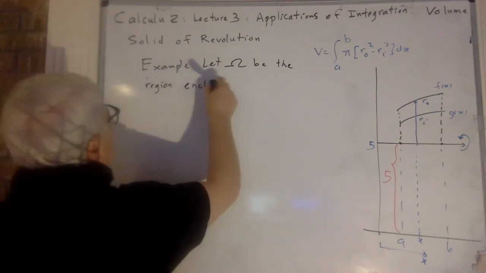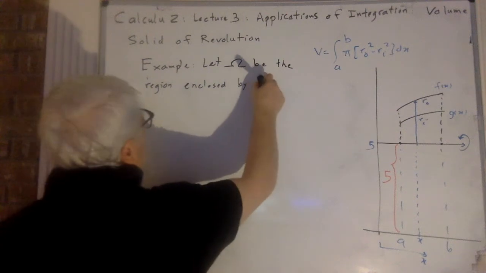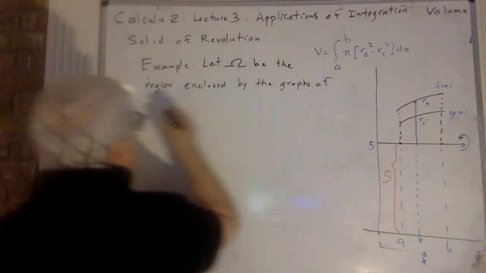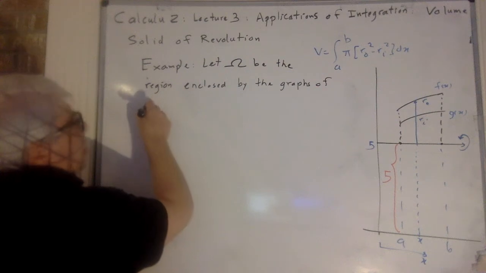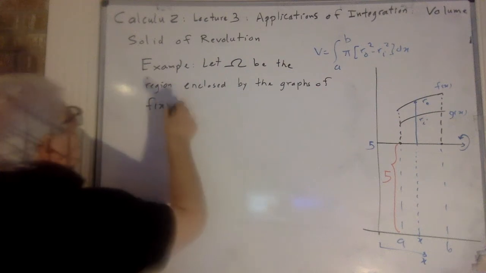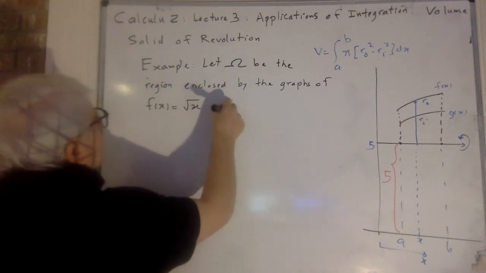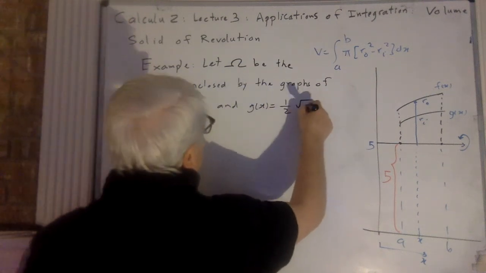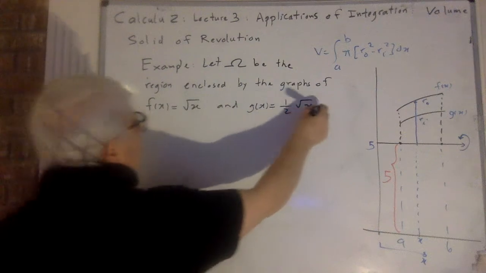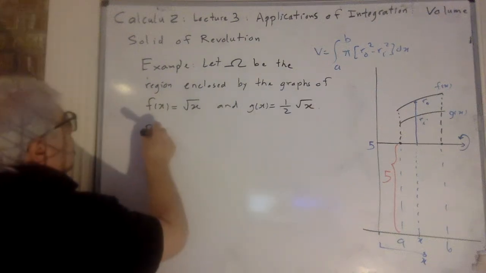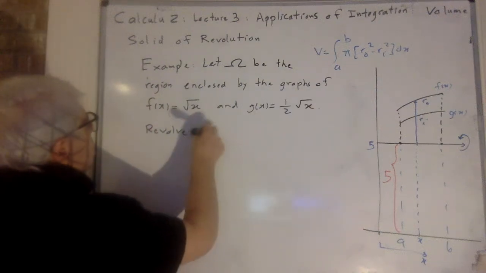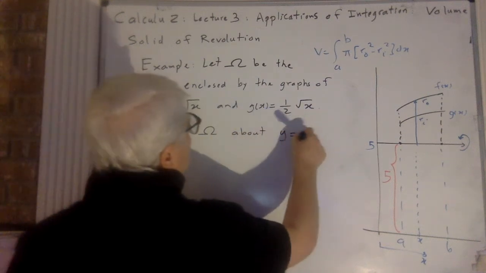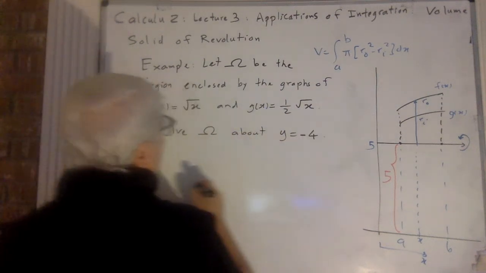enclosed by the graphs of f, say f(x) equals root of x, and g(x) equals 1/2 root of x. Revolve omega about y equals -4.